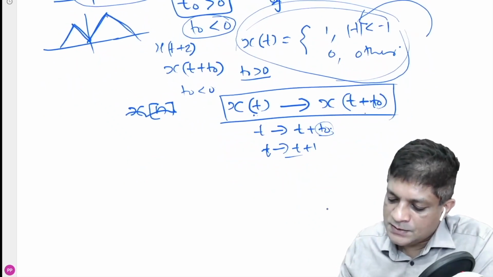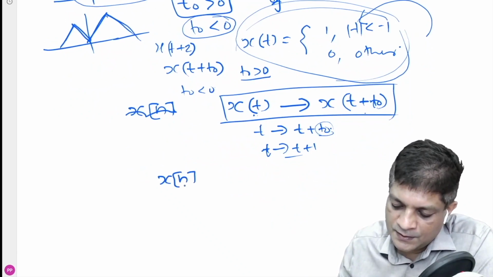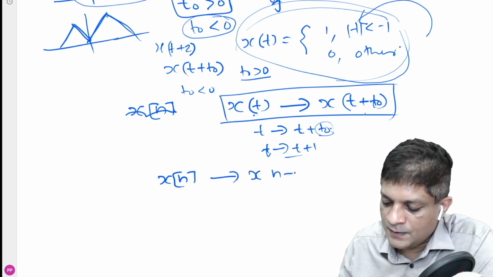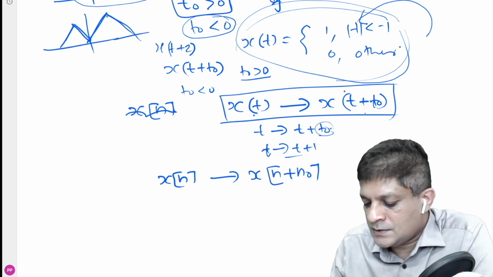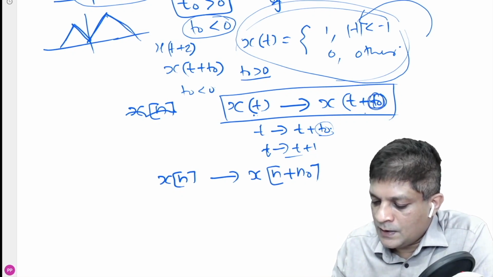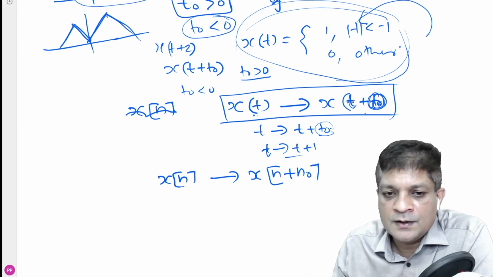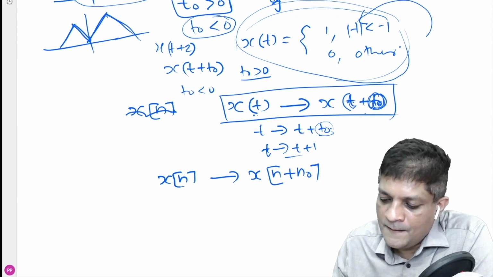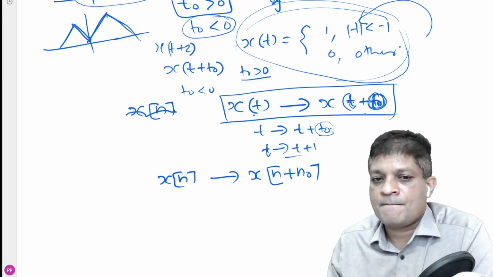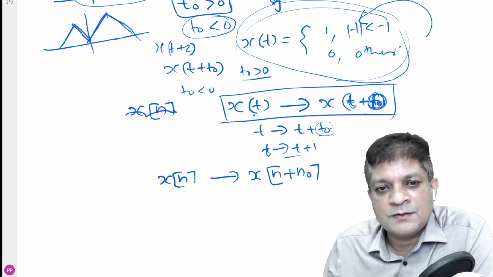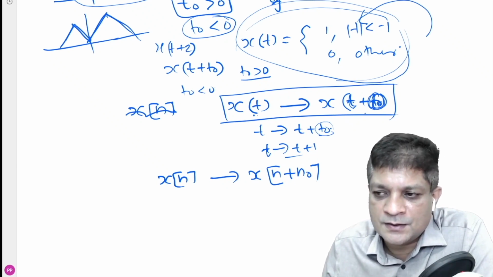The same holds for a discrete time signal. It is x of n to x of n plus n naught. And here there is a difference. What are the possible values of t naught? This is a continuous time signal. The domain is the real line. Now what about this t naught? It will also be real. You can have any real value for that t naught, isn't it?